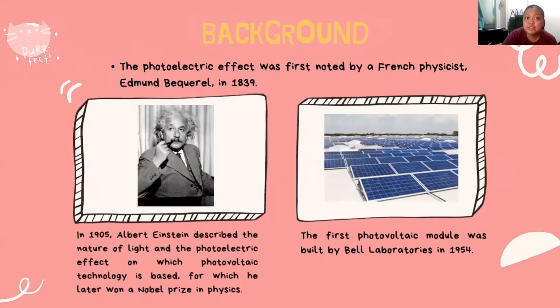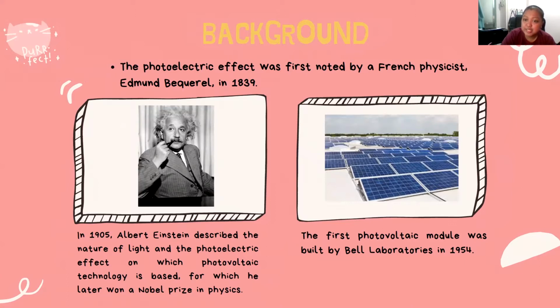Let's talk about the short background of the photoelectric effect. It was first noted by a French physicist, Edmond Becquerel, in 1839. He found that certain materials would produce small amounts of electric current when exposed to light. In 1905, Albert Einstein described the nature of light and the photoelectric effect on which photovoltaic technology is based, for which he later won a Nobel Prize in Physics.